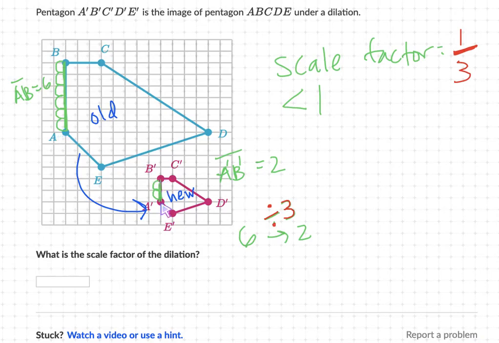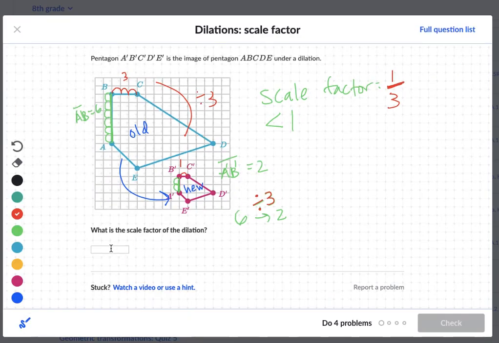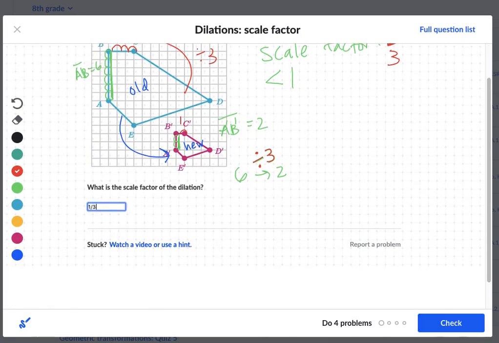So again, we counted the length of AB. It was 6. The length of A prime, B prime, the new one, is 3. So that means it got smaller by 3 times. So it's 1/3. We could have also done that for BC. That's 3. And here is 1. So also 3 divided by 3 is 1. So the scale factor either way is 1/3. Notice I'm not using these slanted ones because I can't really count with those. Okay, so either way, the scale factor is 1/3.